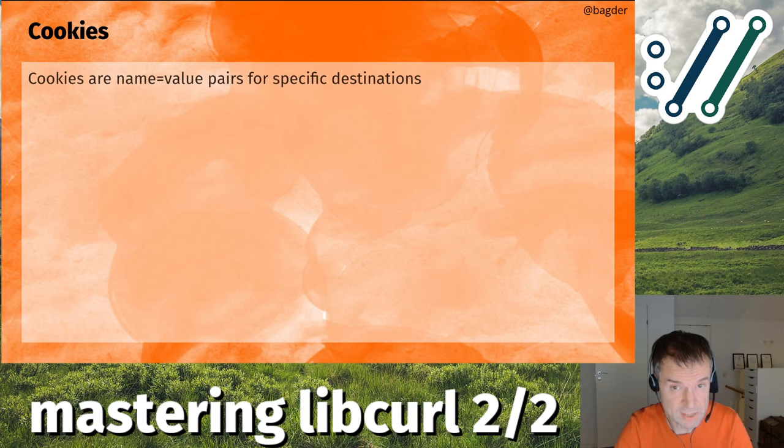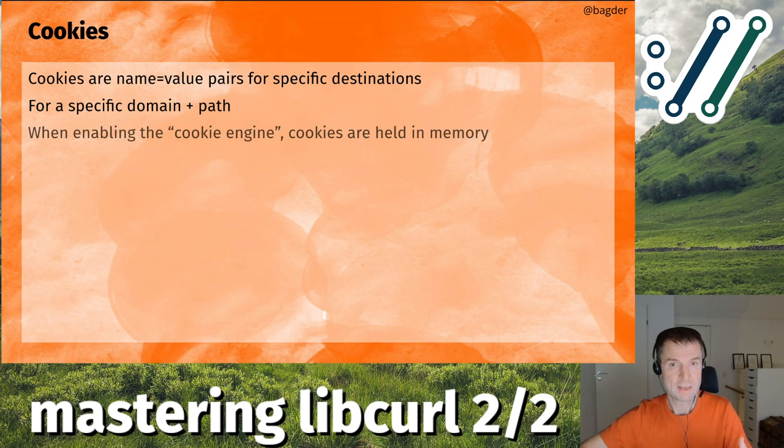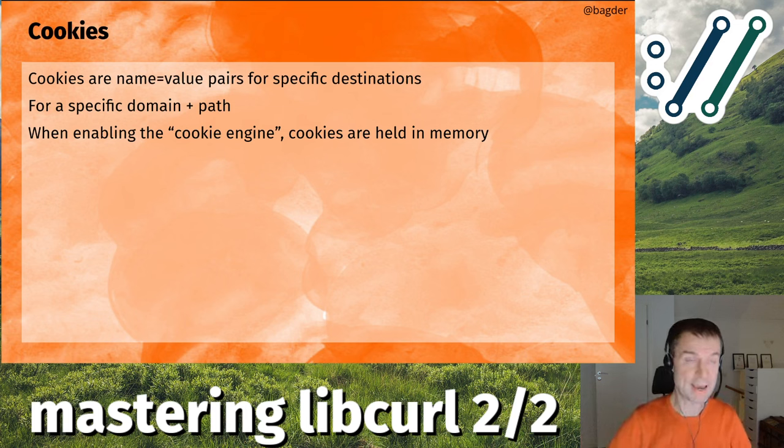Heading into cookies. Cookies is an HTTP thing where we send name value pairs from servers and then back again from the client to the server. They are set for a specific domain and a specific path. And they are, of course, only sent back to the server when the conditions apply. Curl doesn't support cookies by default, right? Because it's basic by default. You have to ask curl, libcurl, to, hey, talk cookies here with this server. So you have to enable what we call the cookie engine.